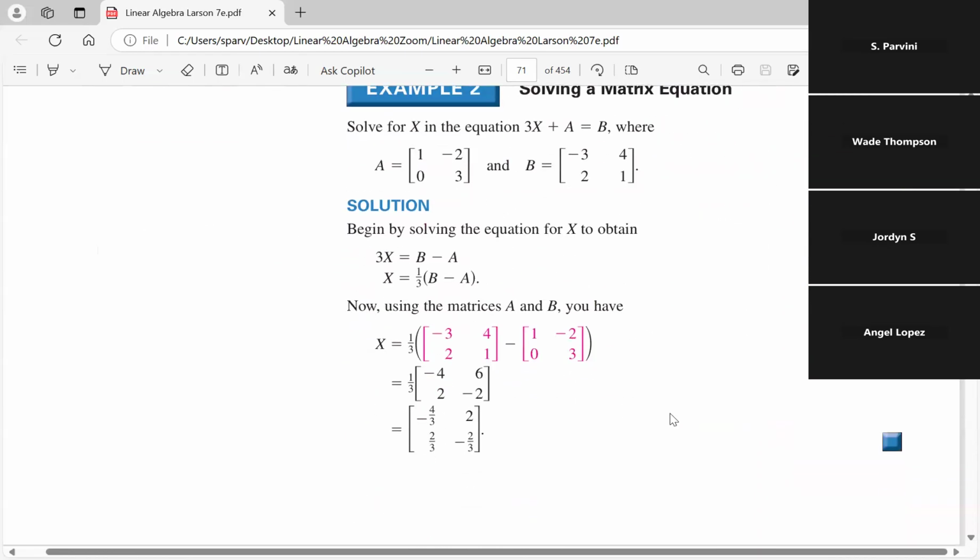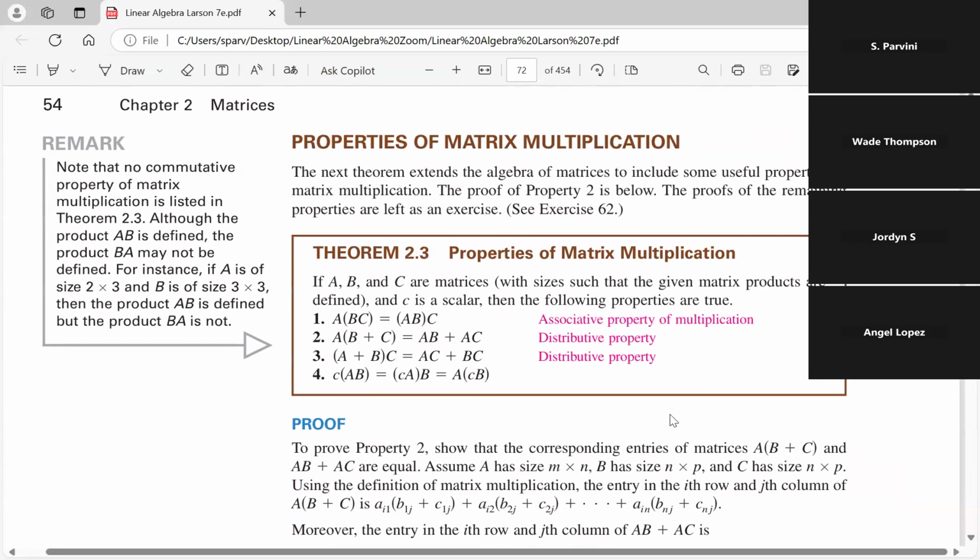All right, let's go to theorem 2.3. In theorem 2.3, we're looking at matrix multiplication. How does it work with matrix multiplication? So we're multiplying A, B, C, and the assumption here is, it says, with sizes such that the matrix products are defined. So suppose the inside numbers are equal and all of that. If we can do the product, you can do the product of A, B, C.